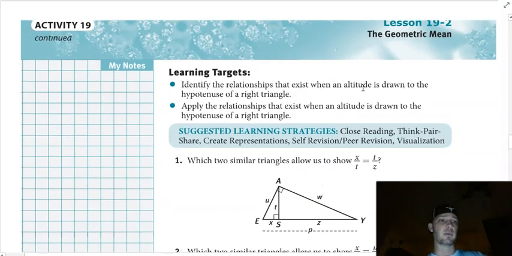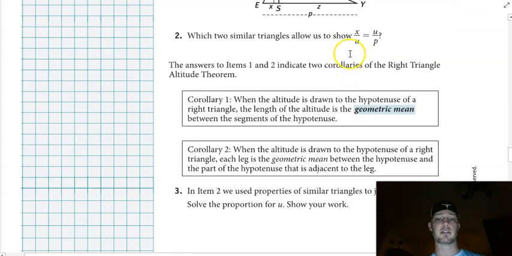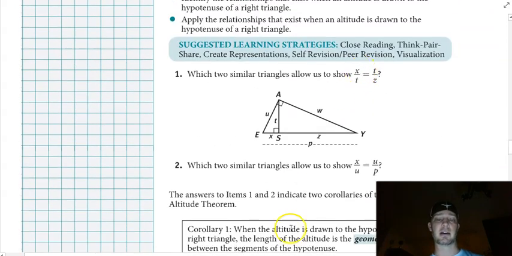So in the last lesson, we learned that when we have an altitude of a right triangle, we could use similar triangles, proportions, and right triangles to solve for some unknown pieces. In this lesson, we're going to learn how we can use what's called a geometric mean to basically solve for some of those pieces a little bit faster. So first, what is a geometric mean?